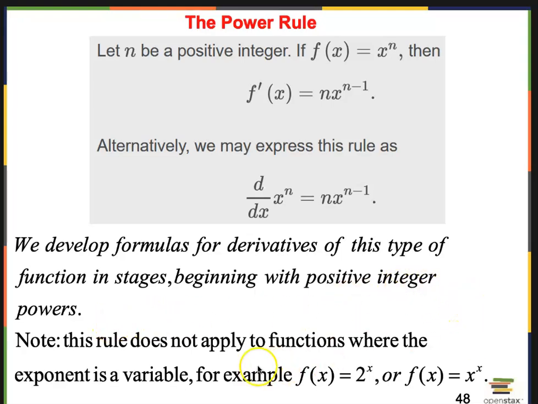Now note, this rule doesn't apply to functions where the exponent is a variable. So for example, 2 to the x power or x to the x power. Remember, n is a positive integer.